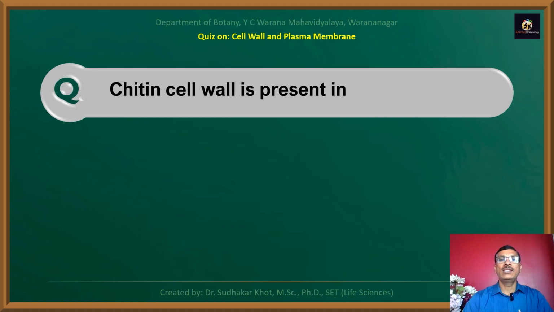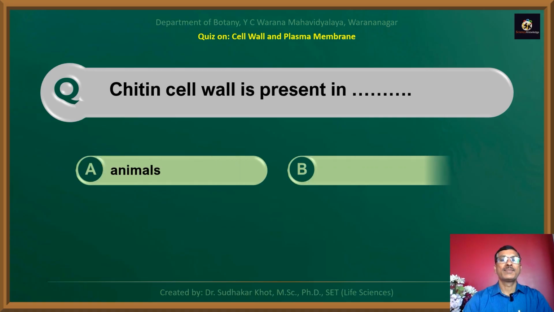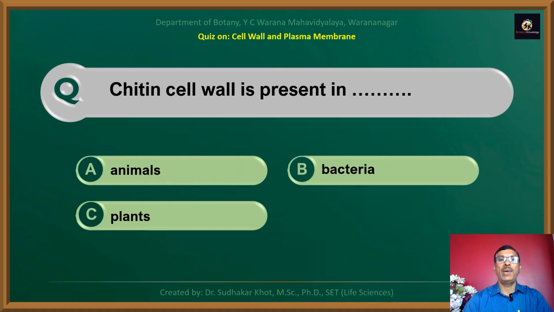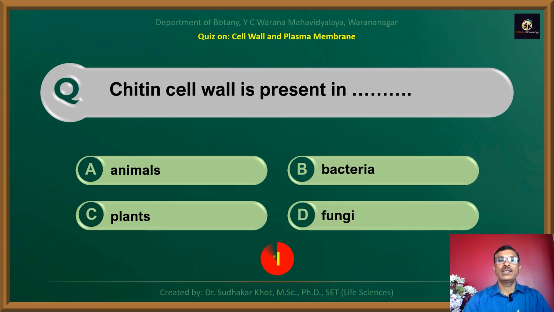Chitin cell wall is present in A. animals, B. Bacteria, C. Plants or D. Fungi. In which group of organism chitin is present in the cell wall? It is fungi, and therefore we use the enzyme chitinase to protect our crop plants from fungal infection.